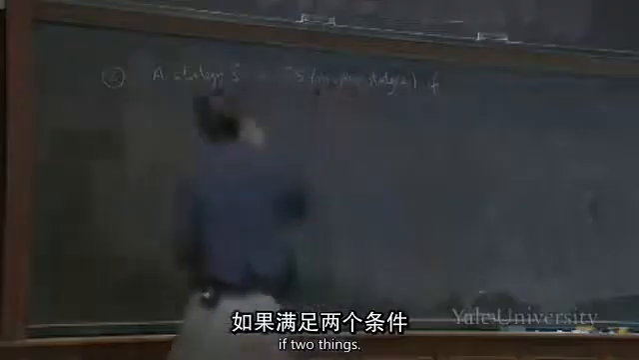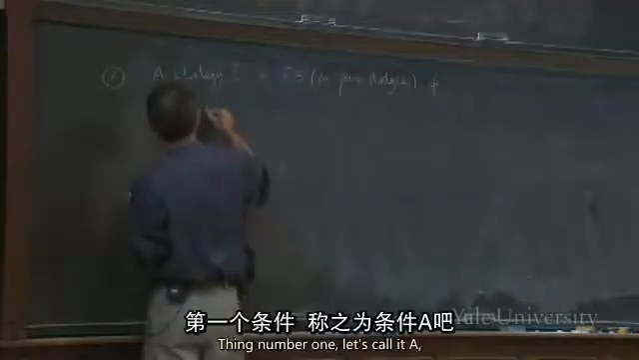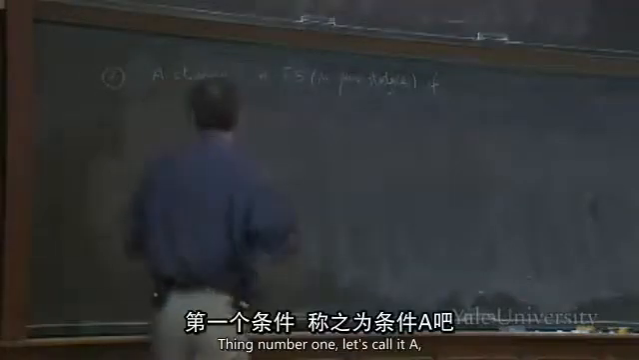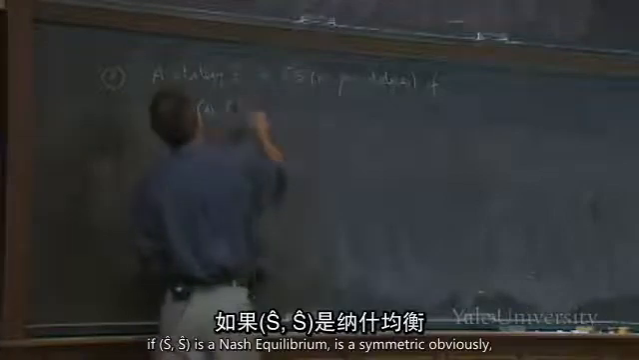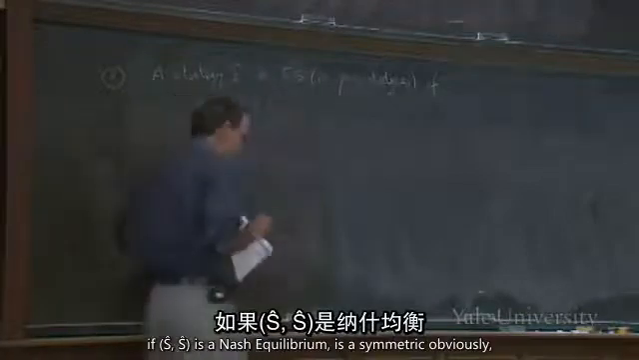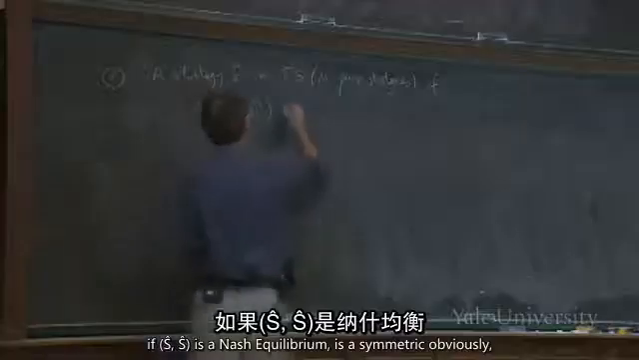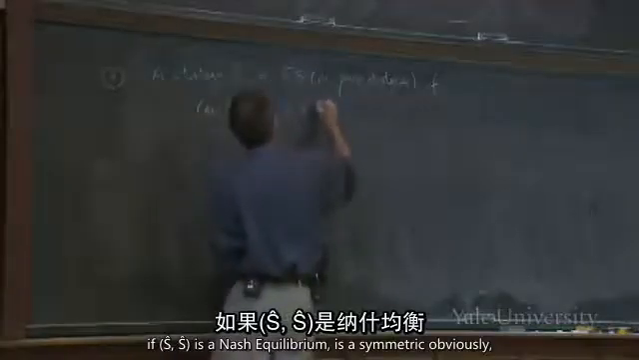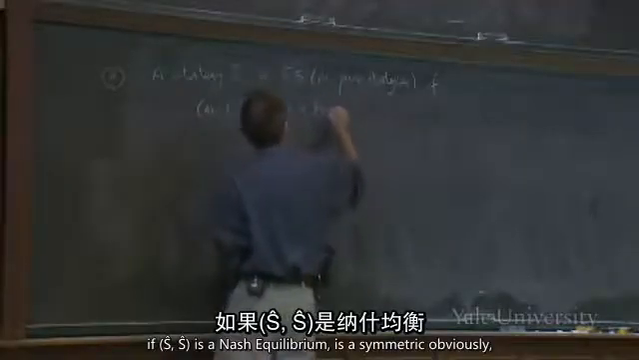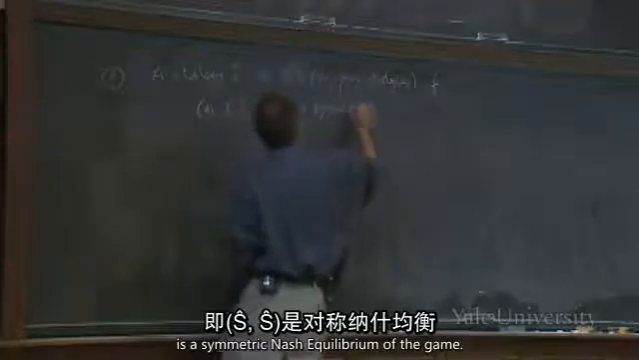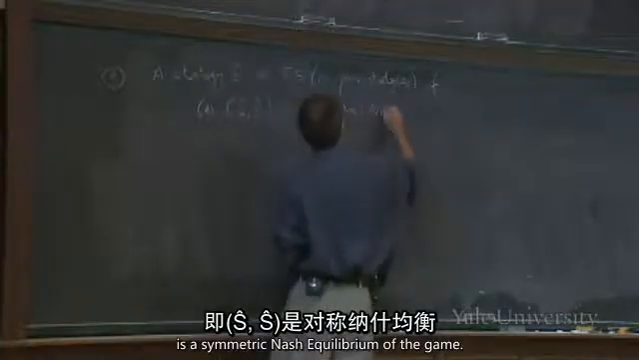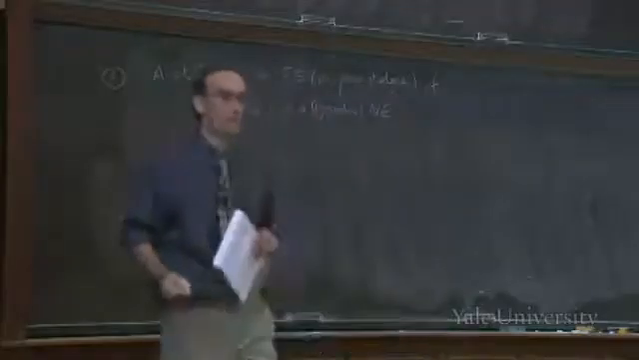All right, two things. Thing number 1, let's call it A. If S hat is a Nash equilibrium, is a symmetric, obviously, a symmetric Nash equilibrium of the game.